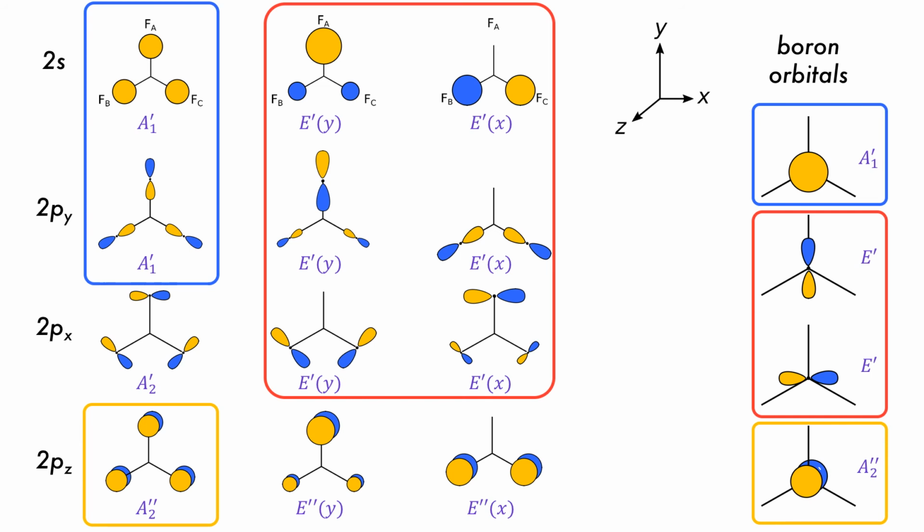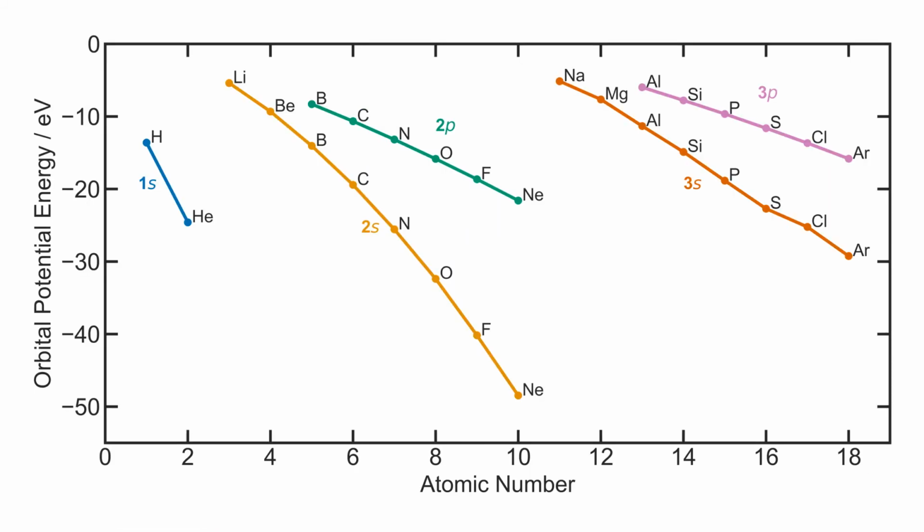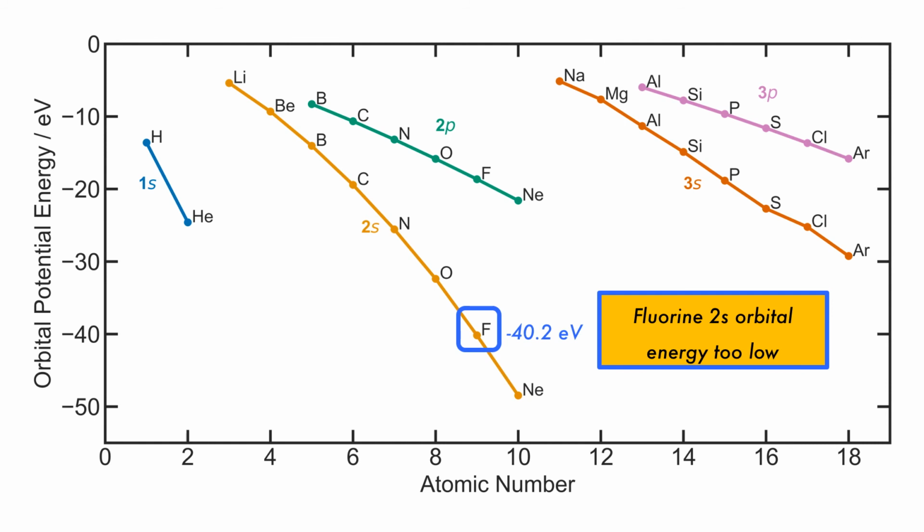Looking at the E' orbitals, the E' of the 2px orbitals have very little overlap with the boron atomic orbitals and will not interact well, resulting in these orbitals becoming essentially non-bonding. Now that we have determined the orbitals that can be combined based on symmetry, the orbital energies must also be considered. The fluorine 2s orbital is too low in energy and will be non-bonding, but the other orbitals of fluorine and boron are energetically close and can be used to form the molecular orbitals.